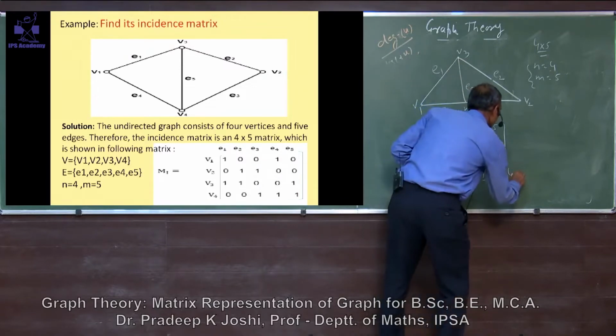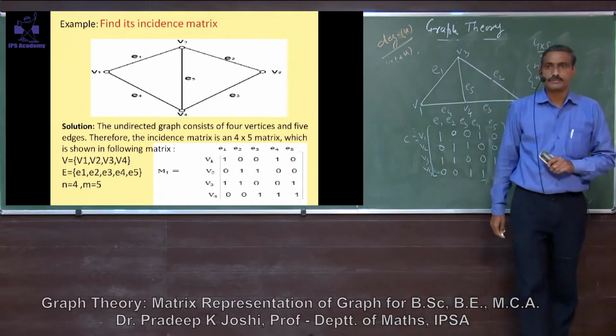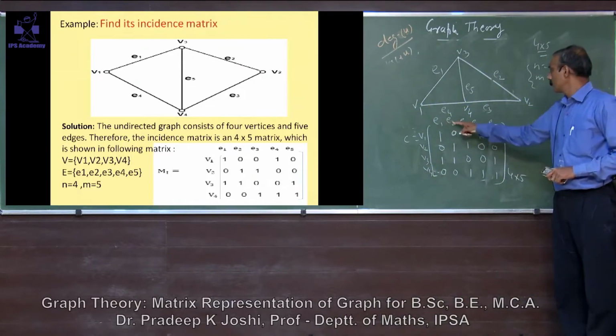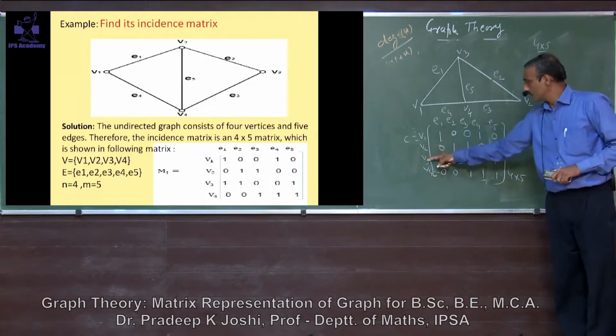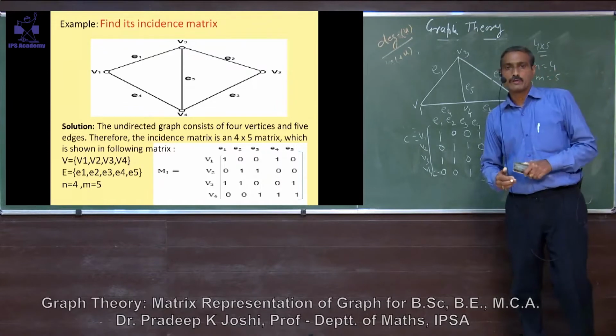Then the order of the matrix is 4 by 5. This is the incidence matrix of the given graph. The columns are E1, E2, E3, E4, E5 and the rows are V1, V2, V3, V4. This is the incidence matrix of the given graph.